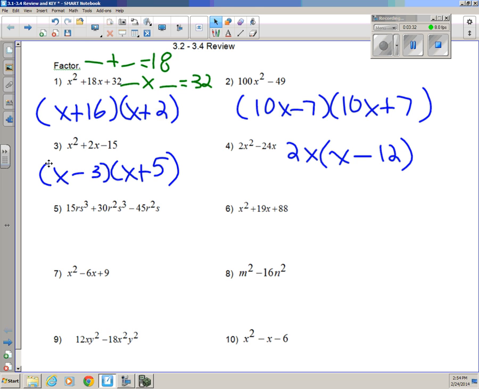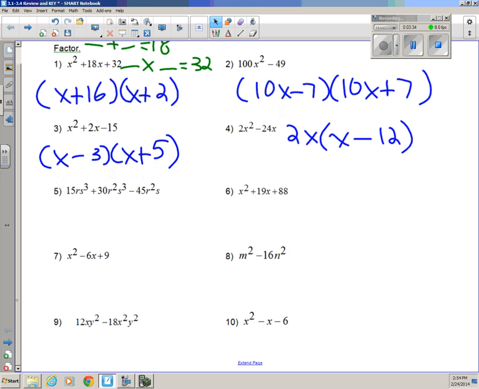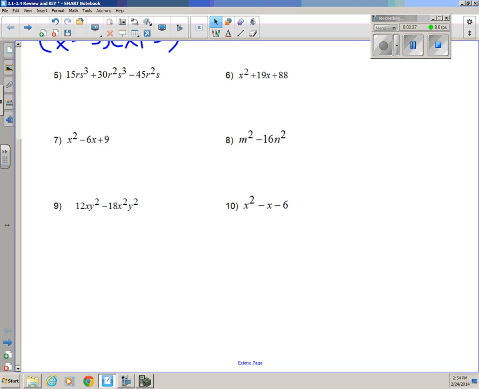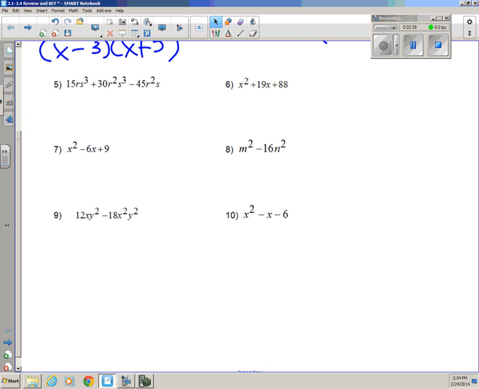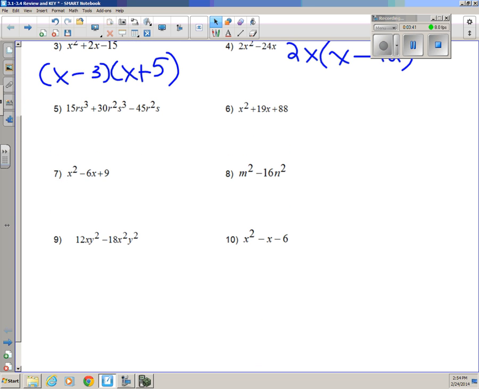Number 5 looks kind of strange with all those different letters, which almost is a telltale sign that it's going to have to be a GCF. So if I look at the numbers between 15, 30, and 45, 5 is the biggest number. Actually, 15 is the biggest number that goes into all of them. In the variables, my smallest or my largest amount of variables, in this case I can pull out, is r to the first. The GCF is the smallest power, whatever's common. And for the s's, I'm going to pull out an s.